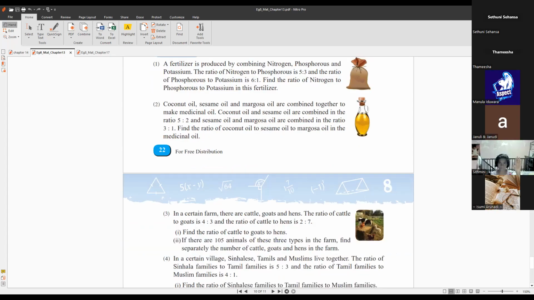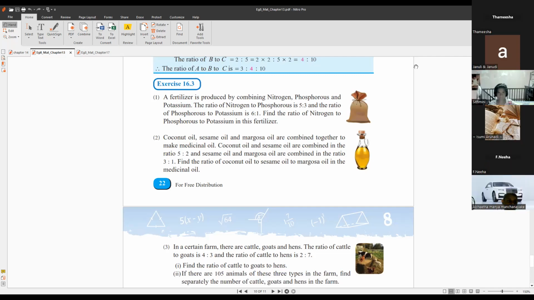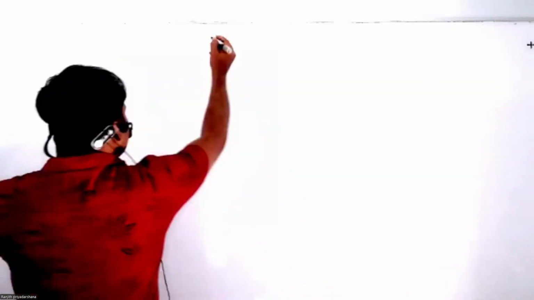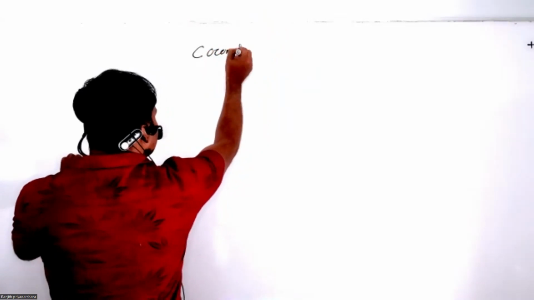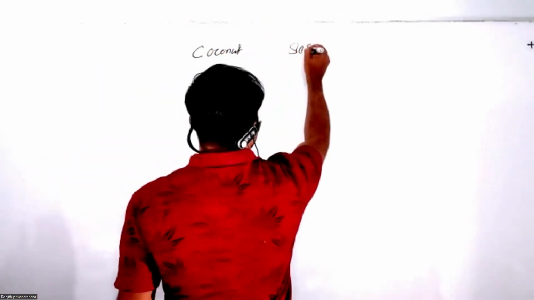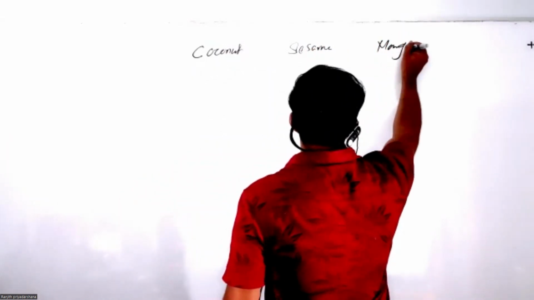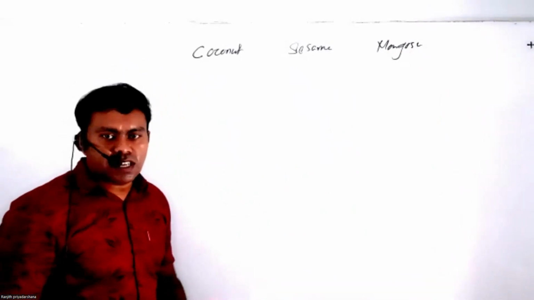Right, most of you have done it. That's nice. Okay, so what are the three types of oils in order? Coconut, sesame, and margosa. Right. So the ratios we have been given.